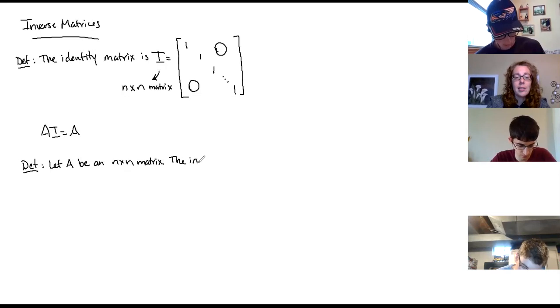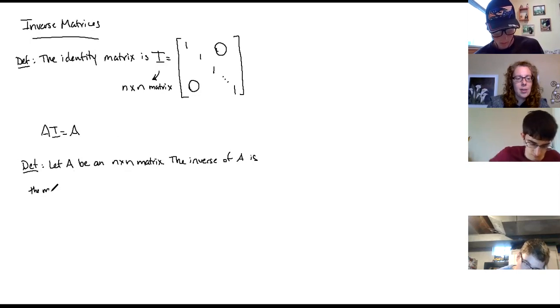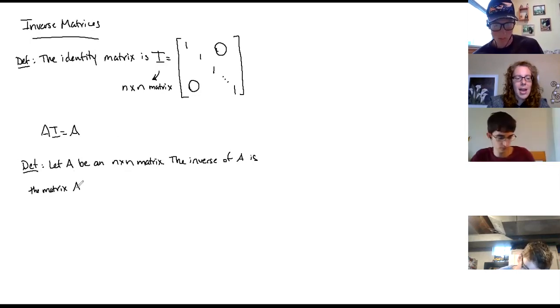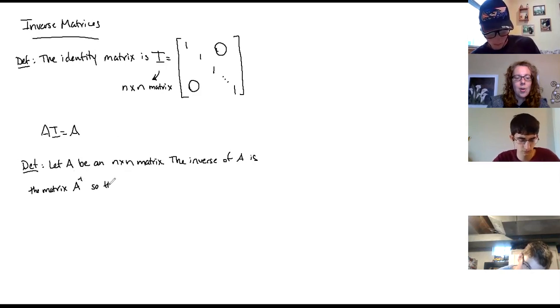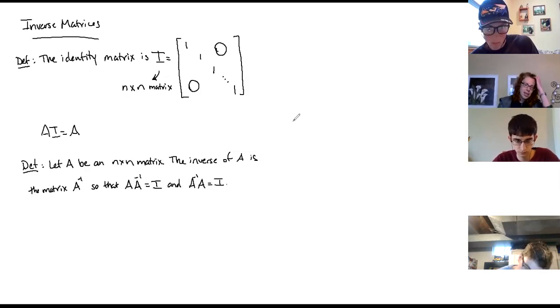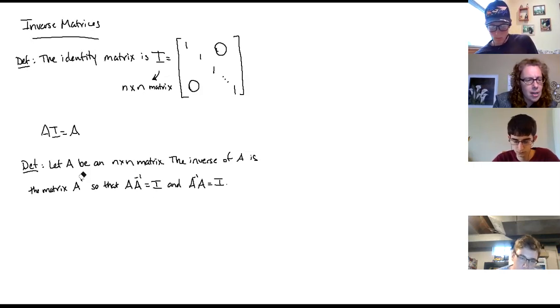The inverse of A is the matrix A inverse, so that A times A inverse is equal to the identity matrix, and A inverse times A is equal to the identity matrix. That's a superscript of -1, and that didn't come out super clearly, sorry.